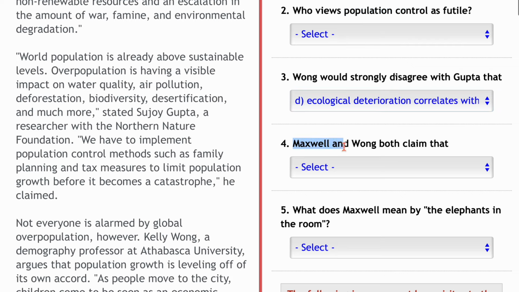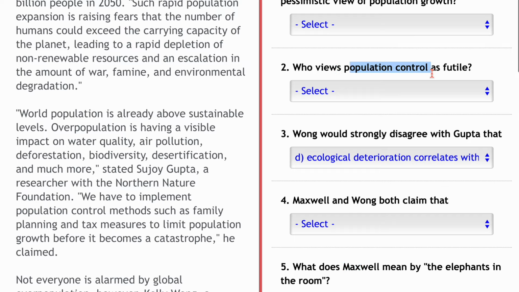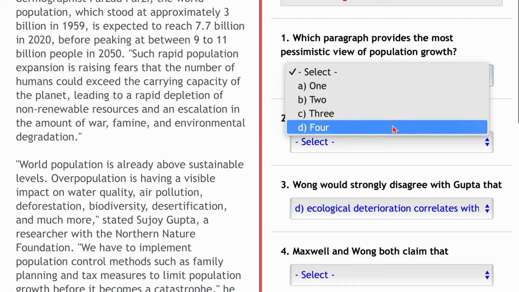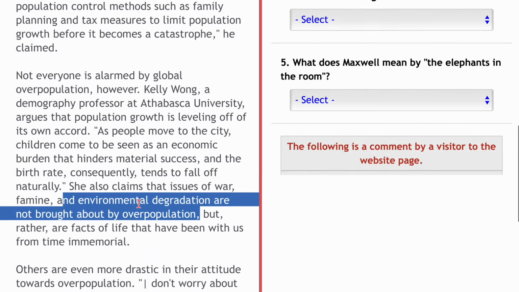No, we haven't read about Maxwell. We didn't completely get this one. We didn't read about paragraph 3 or 4. Let's go on to the next one.